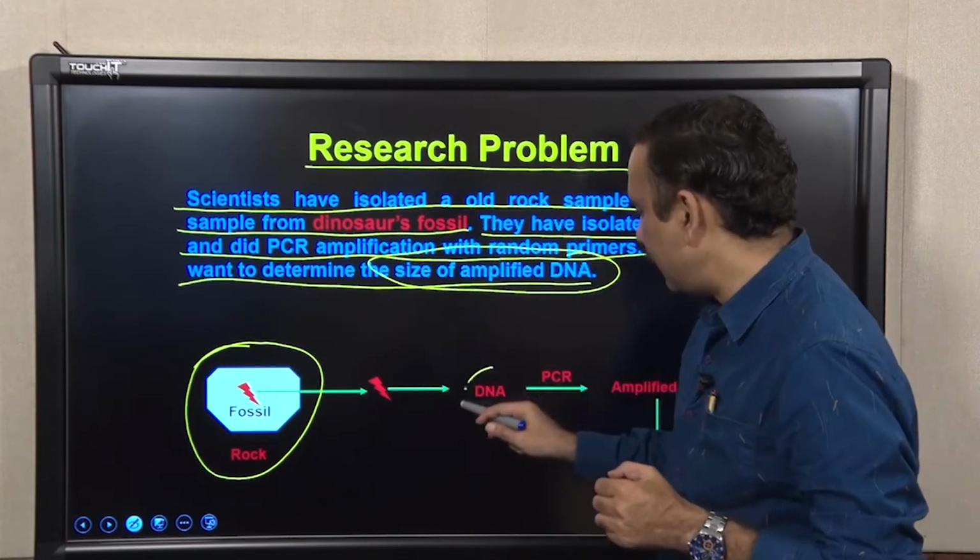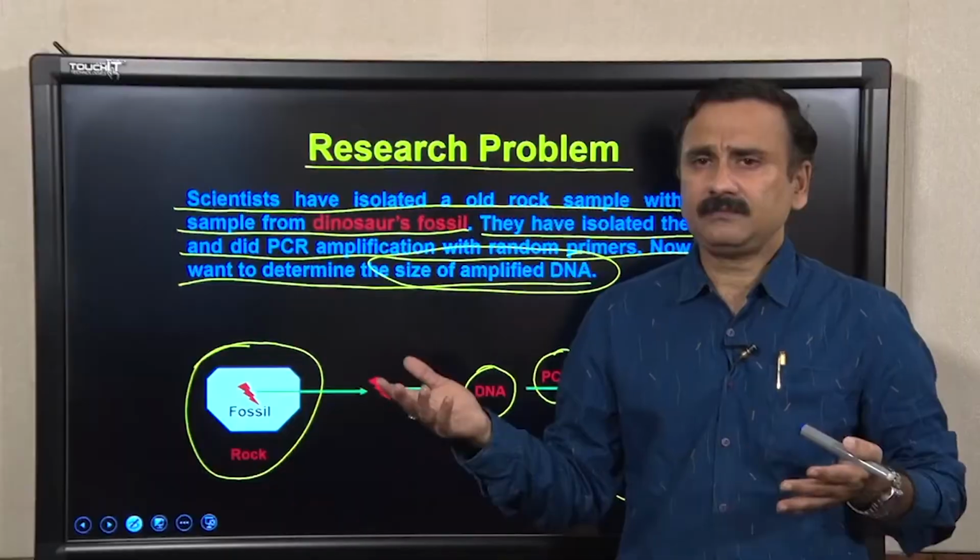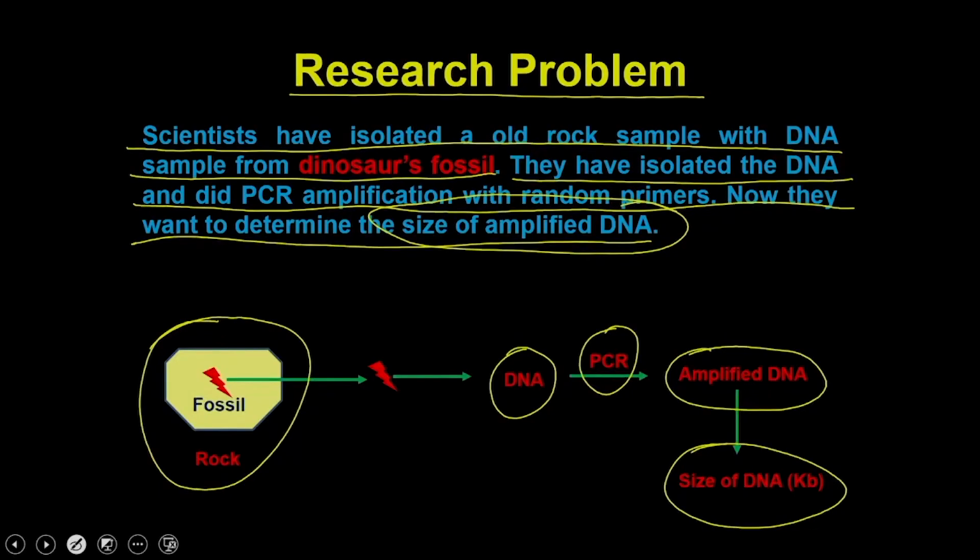So, what have they done? They have done the PCR, and then they got the amplified DNA, and this amplified DNA they are trying to identify the size of. Now, you understand that this is one aspect of this problem: you run a molecular marker, and it gives you a calibration curve between the size of the DNA versus the distance it covered.